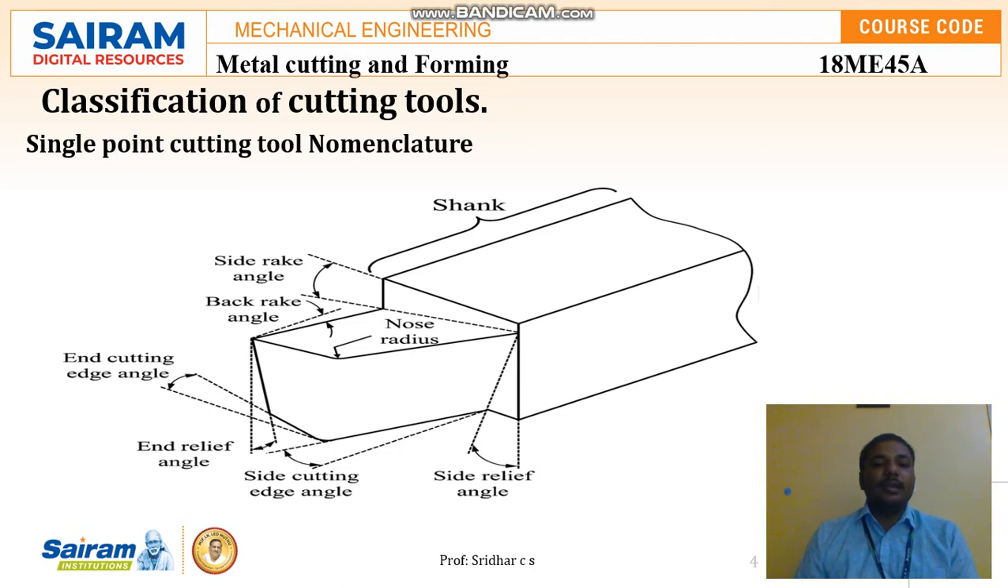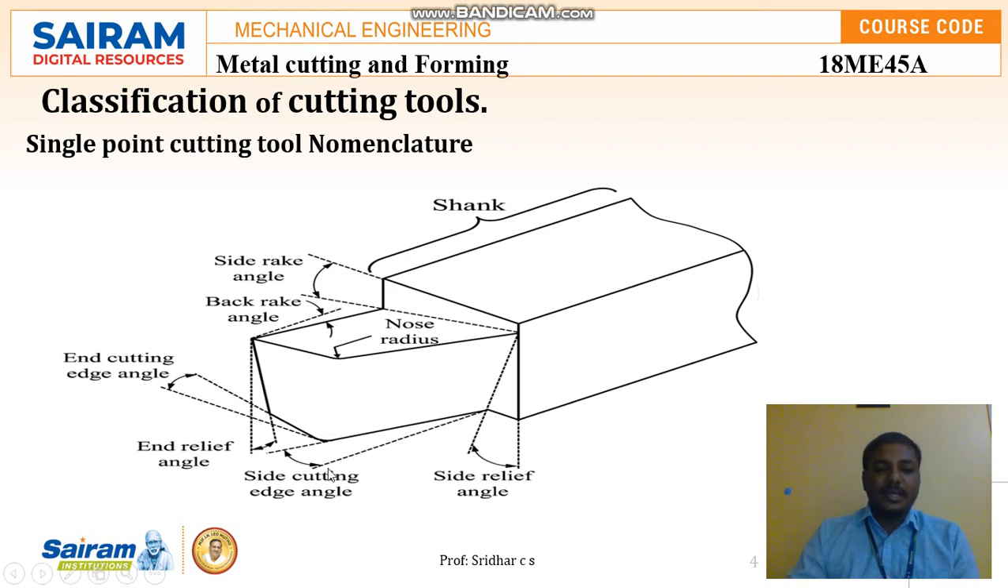You can see this is a single point cutting tool, and only one cutting edge will be there. This portion we call the shank, and the angle between this portion and this we call the side rake angle, and from this to this portion the back rake angle. This part we can see in this tool is the nose radius, and from this portion the side relief angle.